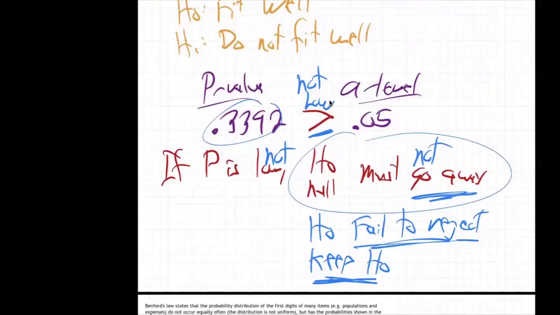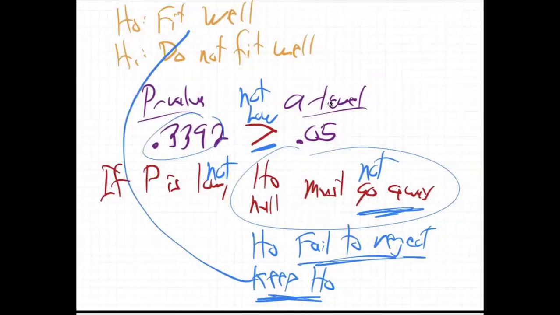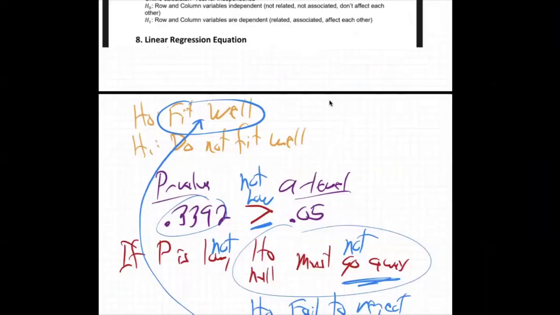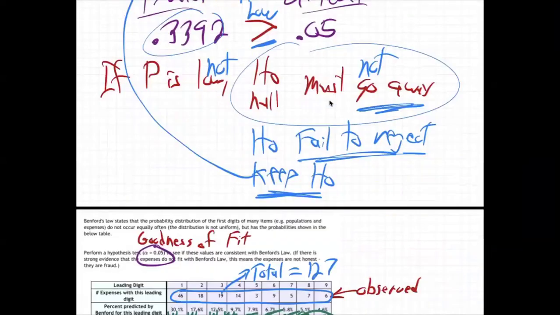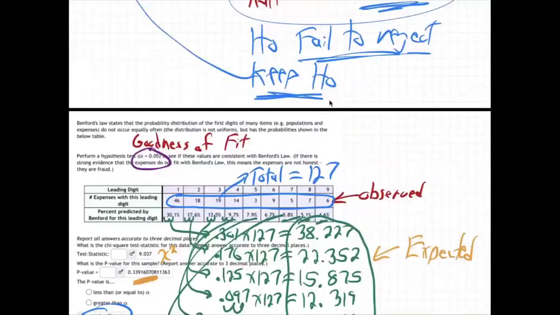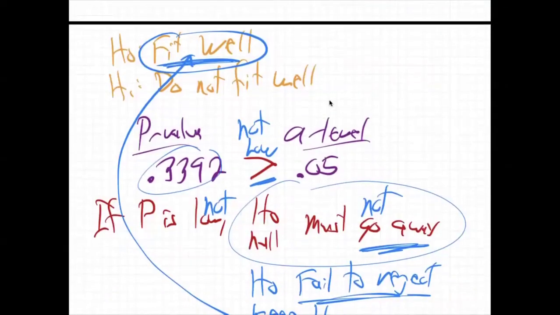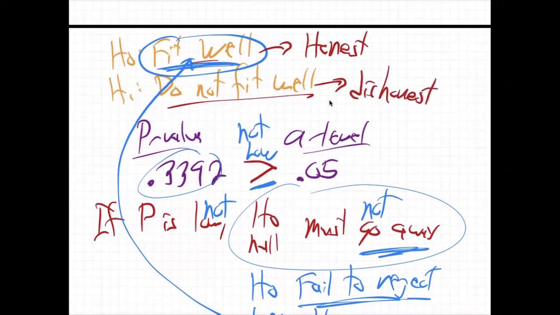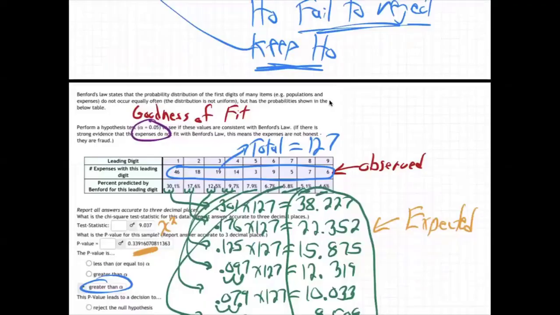So what's our decision if we're keeping H0? Let's go back. What does H0 say? Fit well. Meaning we're saying there's a pretty good fit between what the company reported for their leading digits of 1, 2, 3, 4 and what Benford's law said should happen. So if they fit well, then the company is honest. If they didn't fit well, that would mean dishonest. The company's lying. They should fit with Benford's law. So we conclude they fit well. The company's being honest. There's no fraud here.